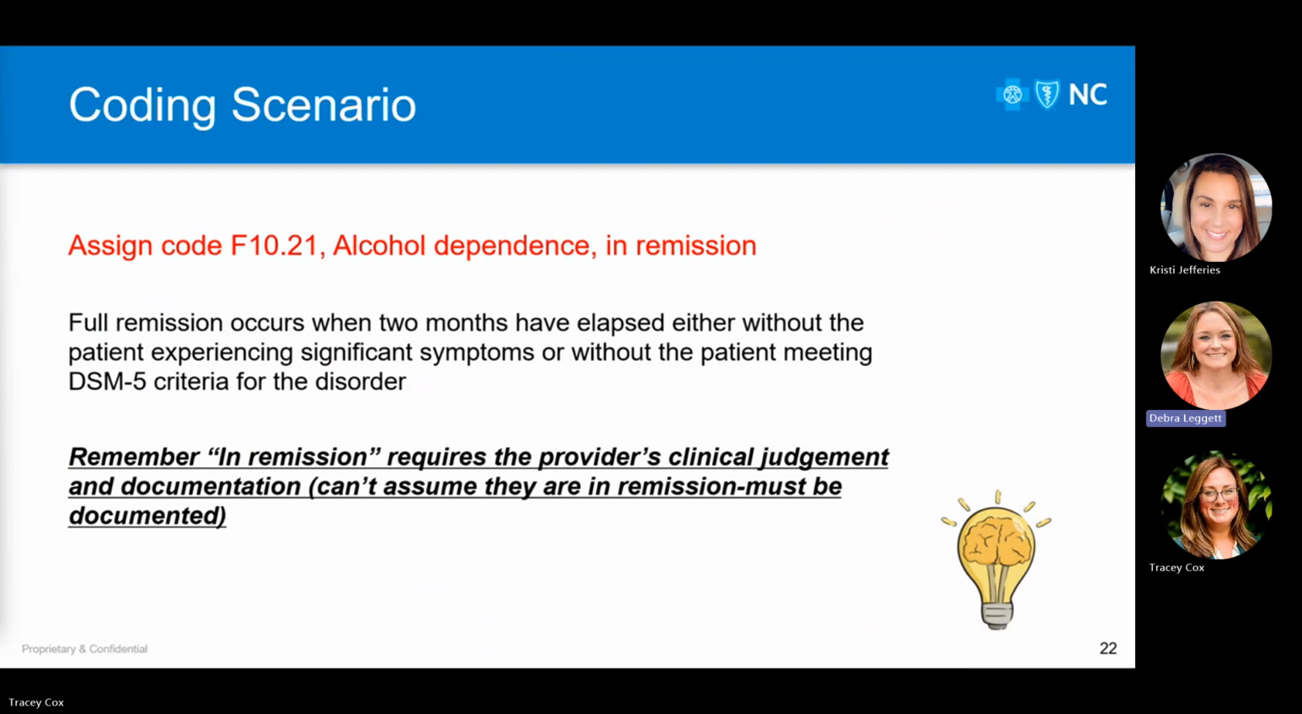We would assign code F10.21, alcohol dependence in remission. Full remission occurs when 2 months have elapsed either without the patient experiencing significant symptoms or without the patient meeting the DSM-5 criteria for the disorder. Remember, in remission requires the provider's clinical judgment and documentation. We can't assume that they are in remission. It must be documented.